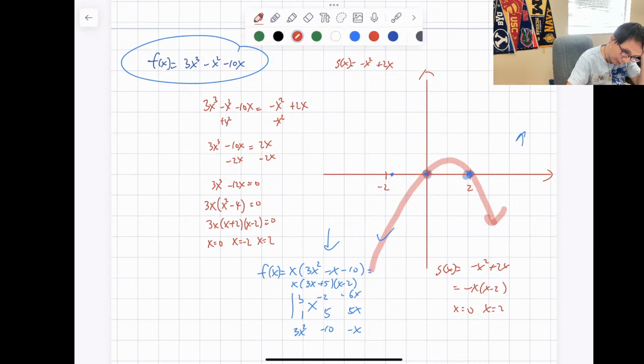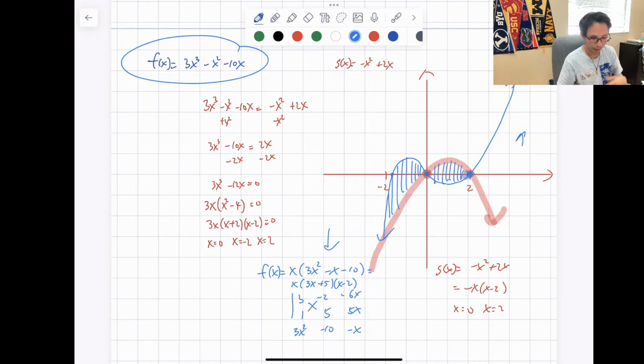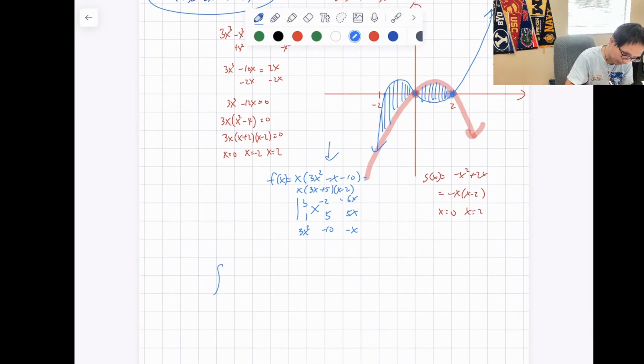And this graph, I'm going to regraph that. It's going to intersect here. So basically, I'm looking for this region right here, and this region here. So there are two regions here. And so I'm going to start with -2 to 0. Is that okay? What's on the top?